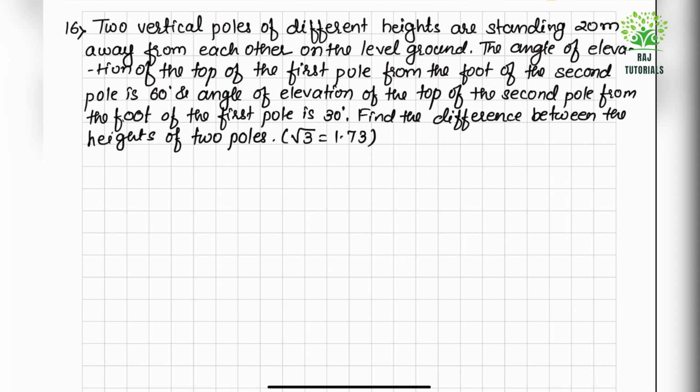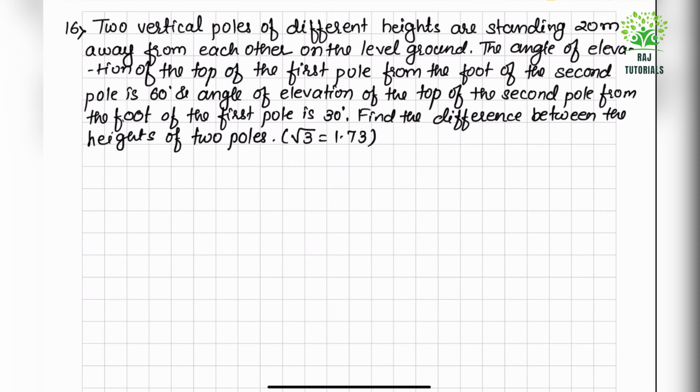Next question says two vertical poles of different heights are standing 20 meters apart from each other on the level ground. The angle of elevation of the top of the first pole from the foot of the second pole is 60 degrees. So here the question I have shown in the diagrammatic form, where SQ is the 20 meter distance between the two poles, PQ I have taken as Y and RS as X.